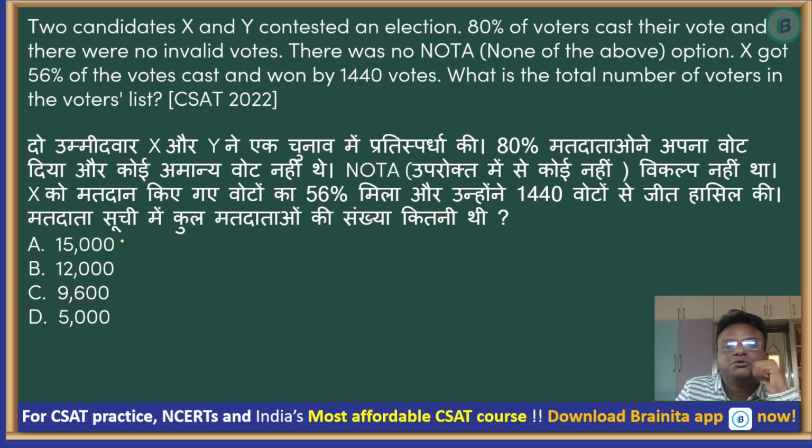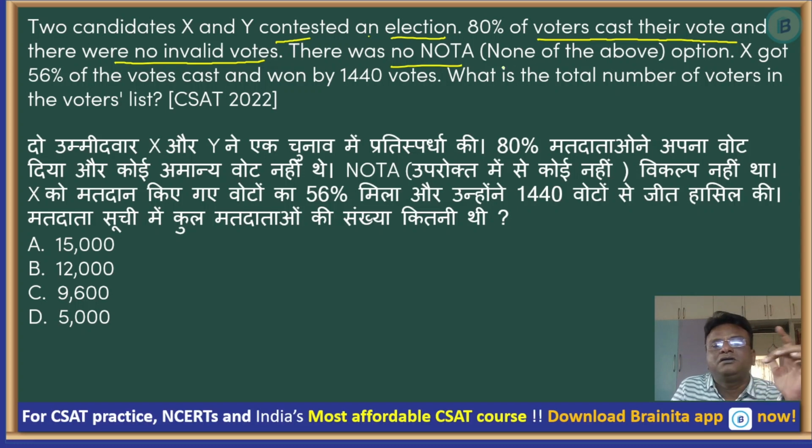This is again 2022. Two candidates X and Y contested an election. 80% of voters cast their vote and there were no invalid votes. There was none of the above option. Means everyone had to vote either for X or for Y. X got 56% of the votes cast and won by 1440 votes.